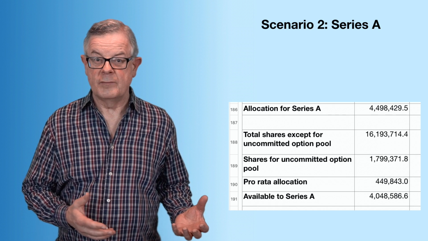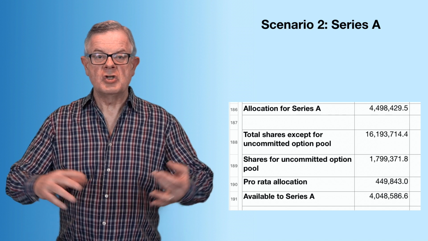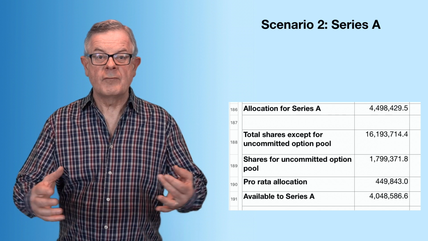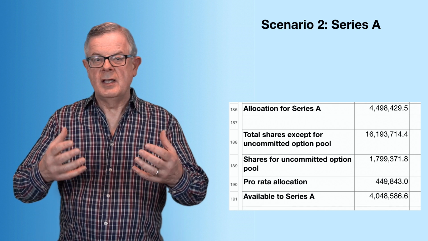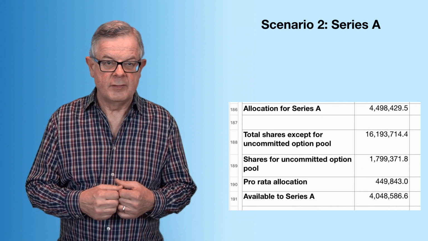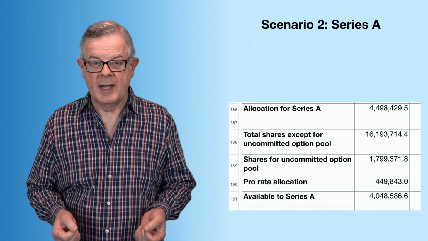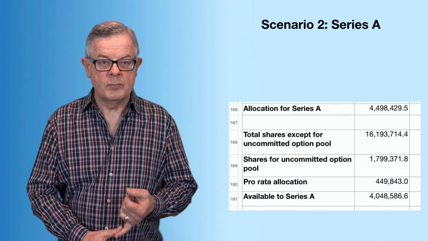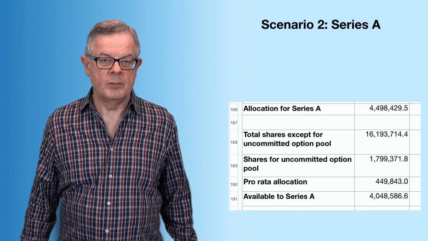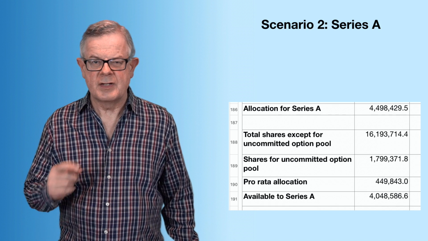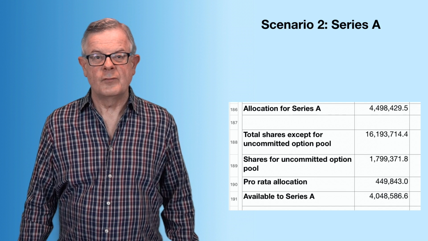Just to repeat some of the numbers we've already figured out, we know how much is allocated for the Series A. We know what's the total number of shares except for the uncommitted option pool. And that's, again, the shares we had originally, plus those issued for the pre-money SAFE, plus those that are going to be committed for the post-money SAFE, including the pro rata. We've got the shares for the uncommitted option pool. We know what the pro rata allocation is, and we know, again, what's then available to the Series A, just that top number of just under 4.5 million minus the pro rata. So we have all the key numbers available for the cap table.